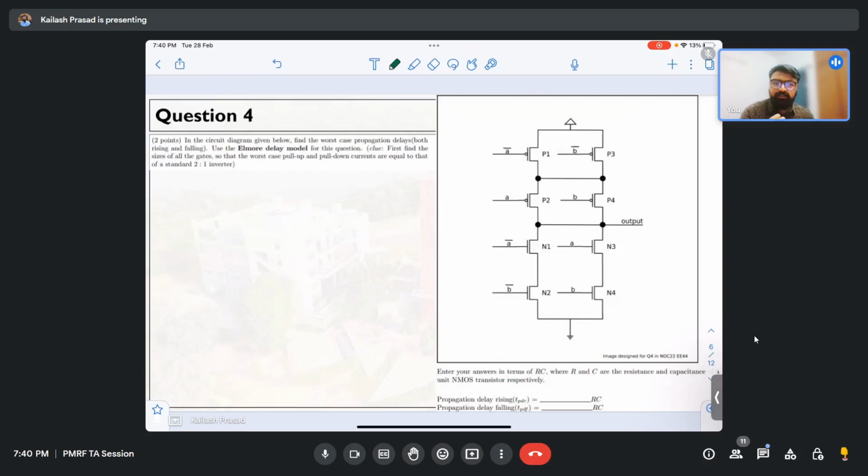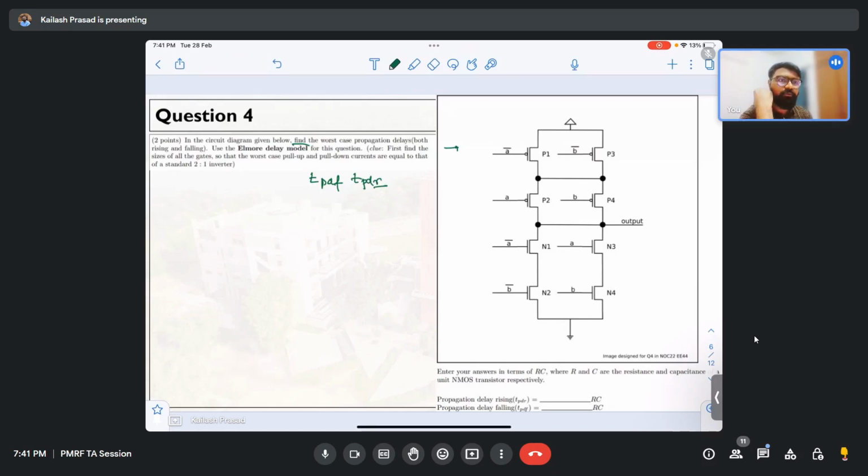Fourth one. Again, a very simple one. If you read the question, I will read it for you. In this circuit diagram given on the right side, the worst case propagation delay, both rising and falling. You have to find TPDF, then you have to find TPDR. Use Elmore delay model in this question. So that's the question that has been given.